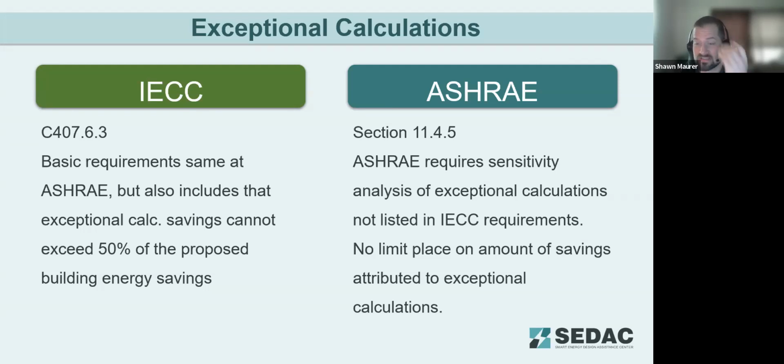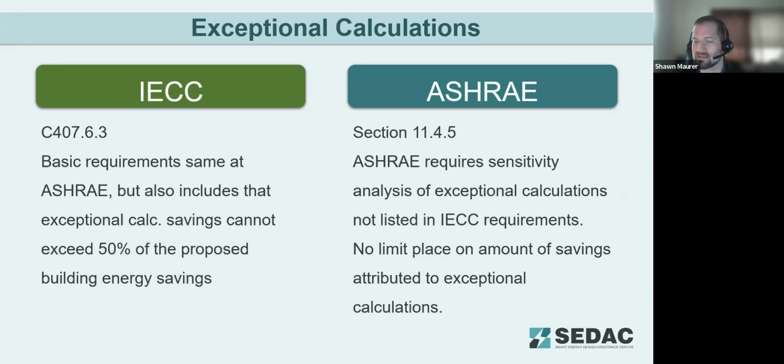Ashrae does not place a specific limit on the amount of the exceptional calculations that can be attributed between the proposed and reference designs, but it does require something that the IECC does not for those calculations, and that is a sensitivity analysis that shows how much impact slight variations in actual practice from your design those exceptional calculations are going to have on the actual building's energy consumption. So the IECC does not have that requirement, the Ashrae does.